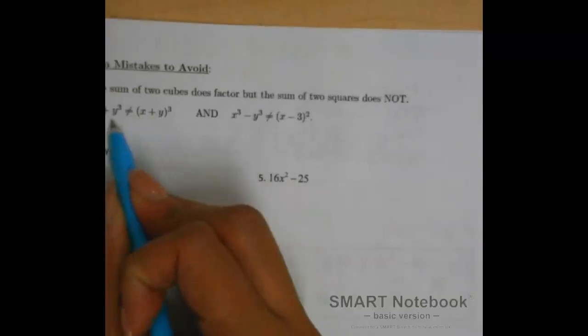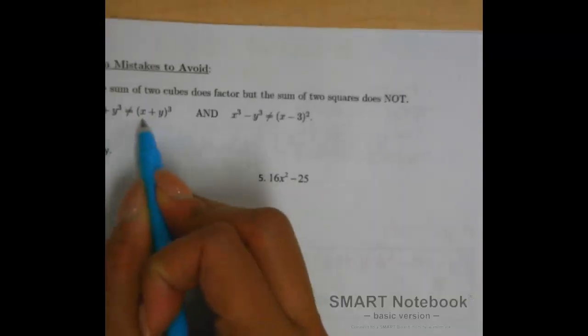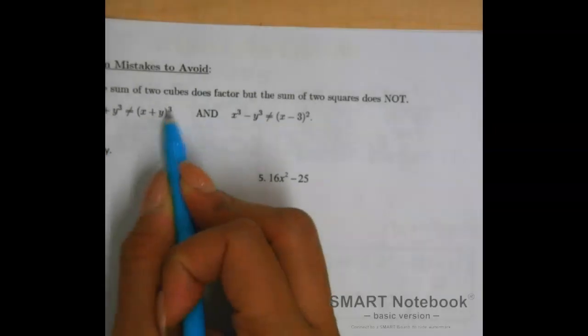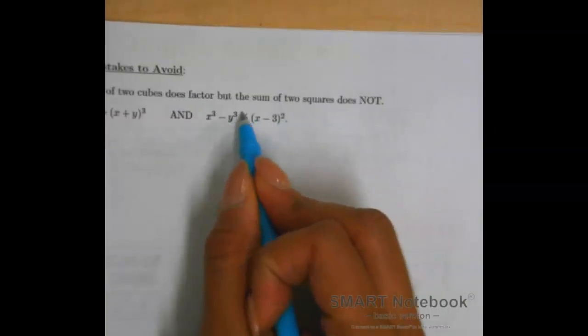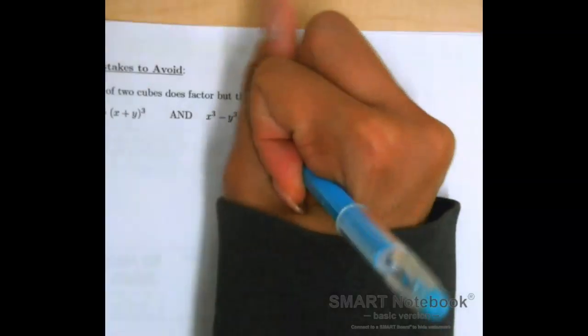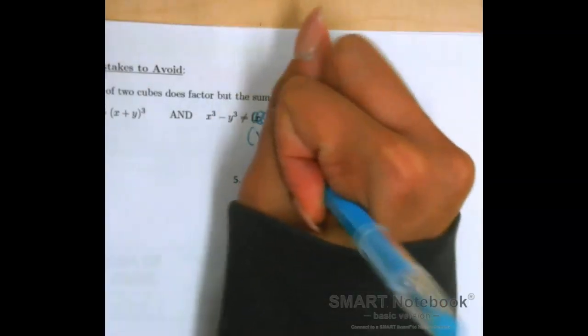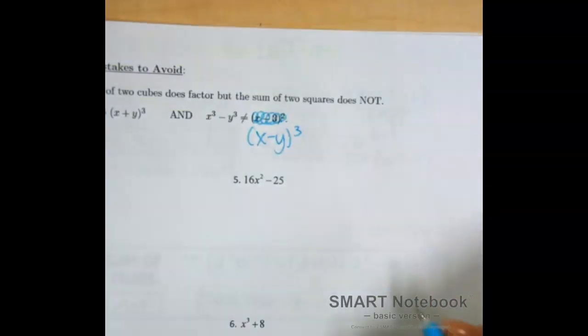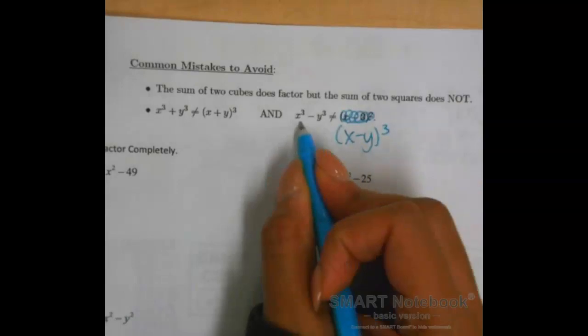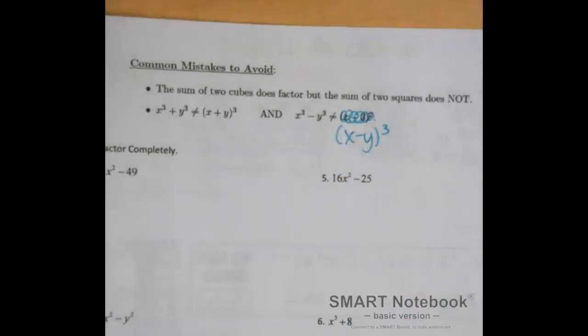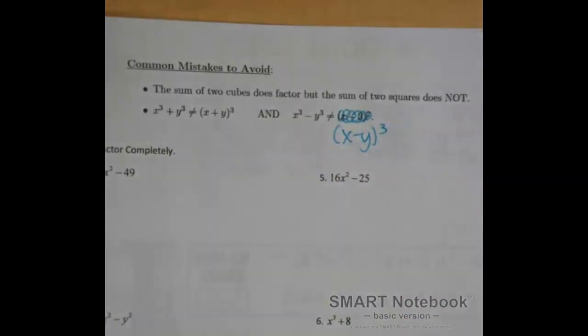The second one is when you have x cubed plus y cubed, you can't just rewrite it as x plus y cubed. You cannot write that. And then same thing here. X cubed minus y cubed is supposed to say, this should say, I'm going to cross this out, x minus y cubed. That's what it should say. These two do not match. You cannot write this nor this. Both of these do not make mathematical sense.